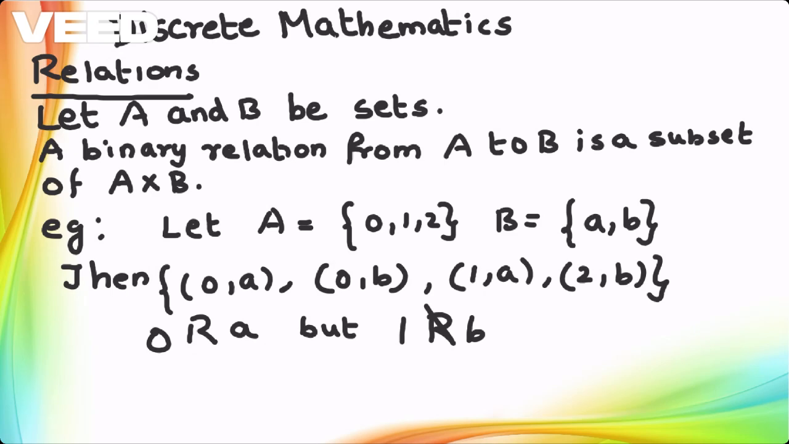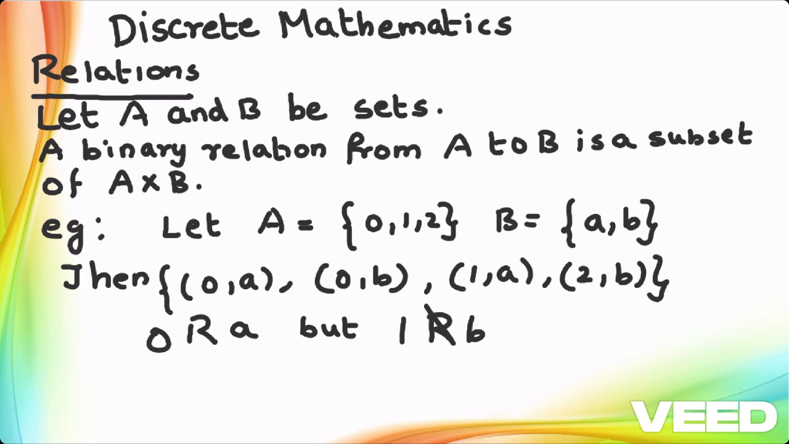I am taking two sets, A equal to {0, 1, 2}, B equal to {a, b}. Then the set of ordered pairs {(0, a), (0, b), (1, a), (2, b)}. Here, since the ordered pair (0, a) is present, we say that 0 is related to a, but (1, b) is not in the relation, so 1 is not related to b.